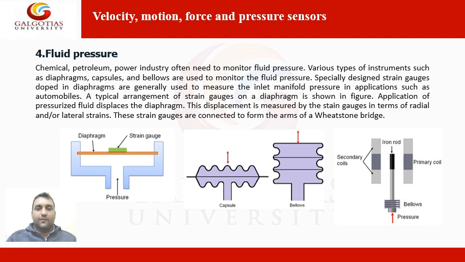This is the diaphragm, and this is the strain gauge. This pressure is applied across this. Application of pressurized fluid displaces this diaphragm. The displacement is measured by the strain gauge in terms of radial and lateral strain. These strain gauges are connected in the form of arms of a Wheatstone bridge. This is the capsule type, this is the bellows type.